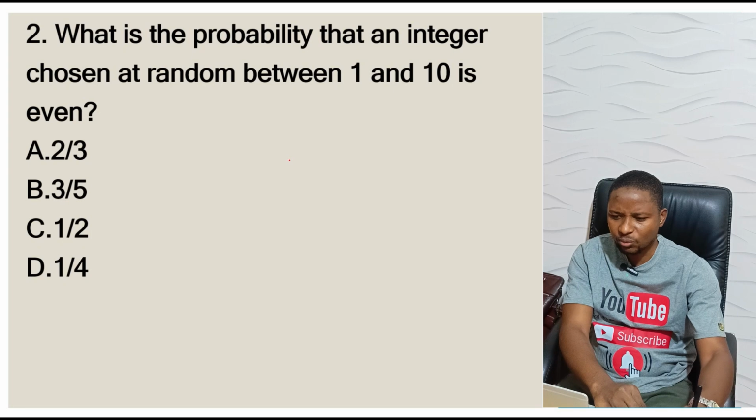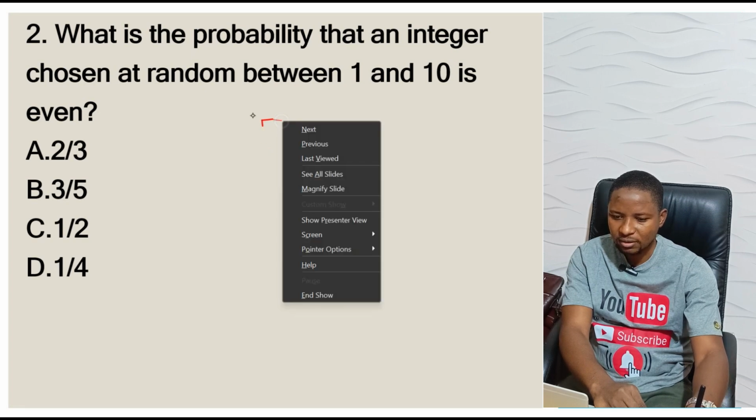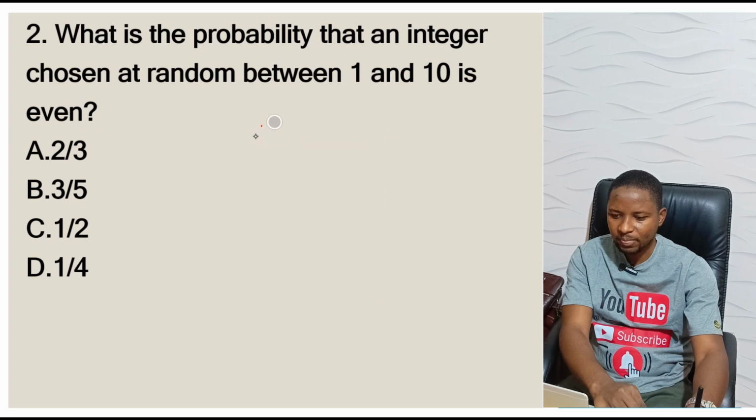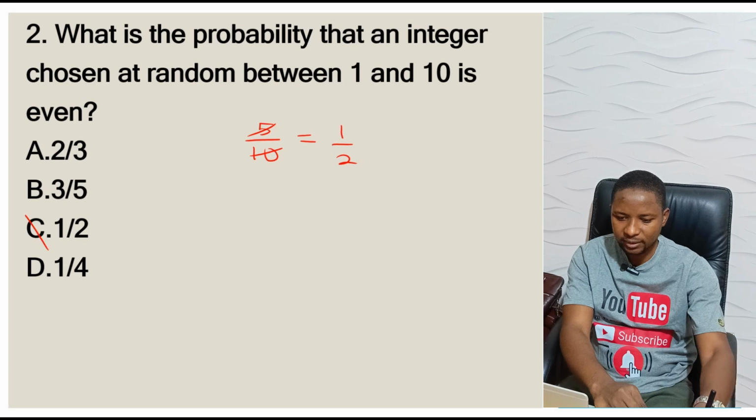Moving on to question 2. What is the probability that an integer chosen at random between 1 and 10 is even? Between 1 and 10, you have 5 even and 5 odd. So since you have 5 even, you have 5 out of the total, that's 10. And when you reduce, you have 1 over 2. And that is your answer here.